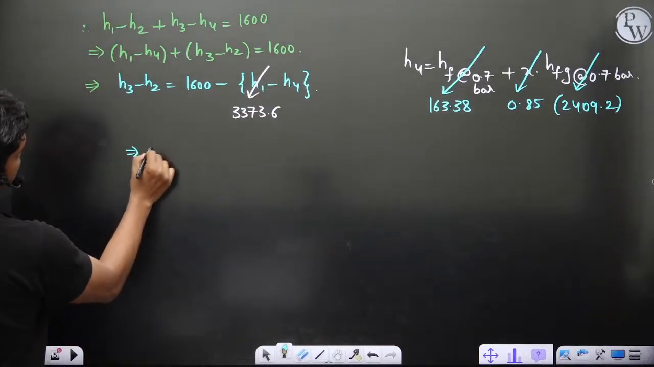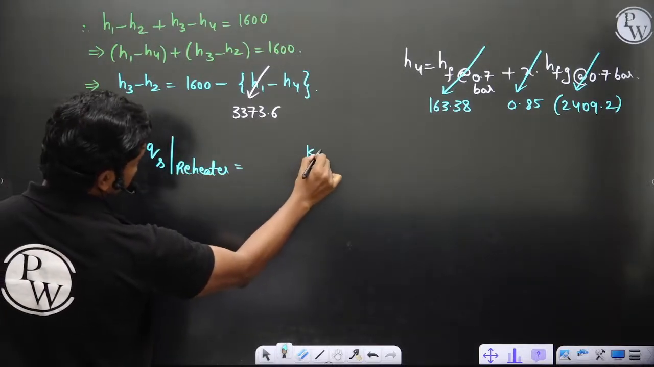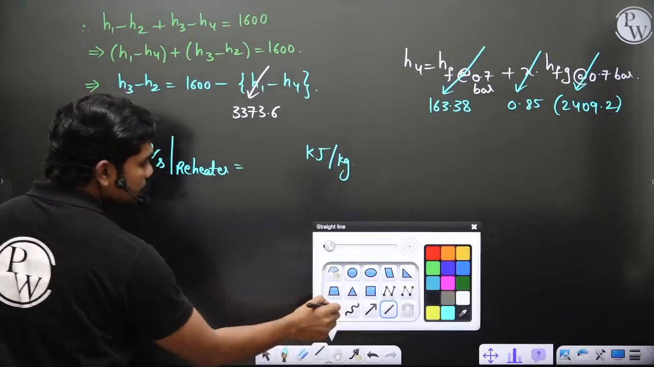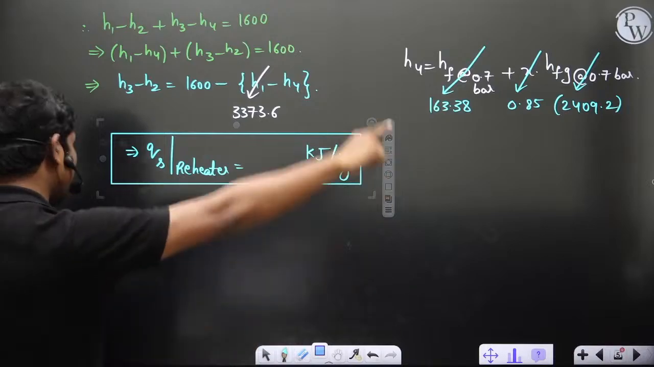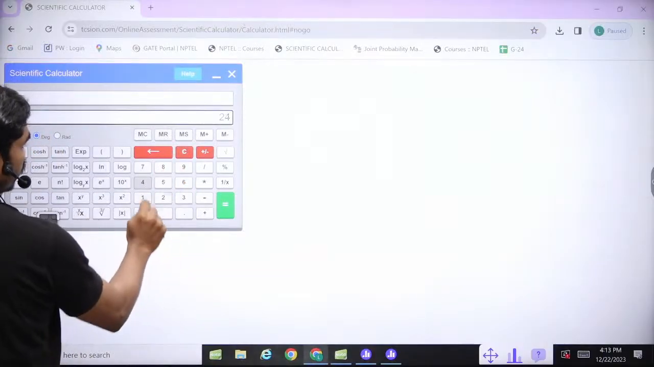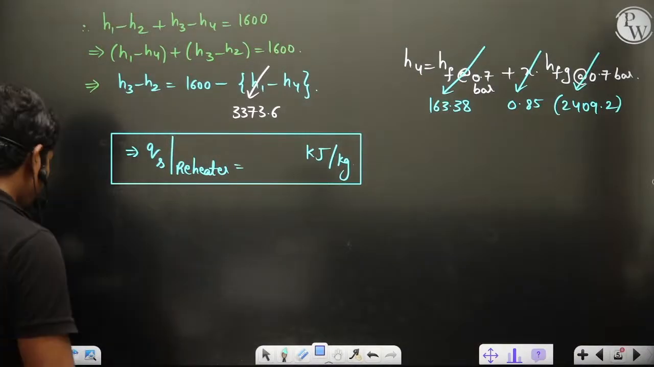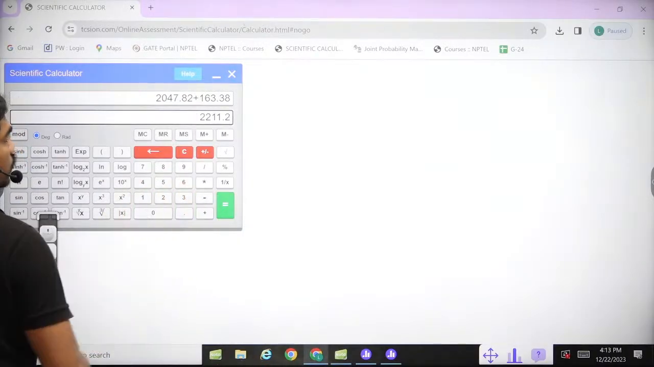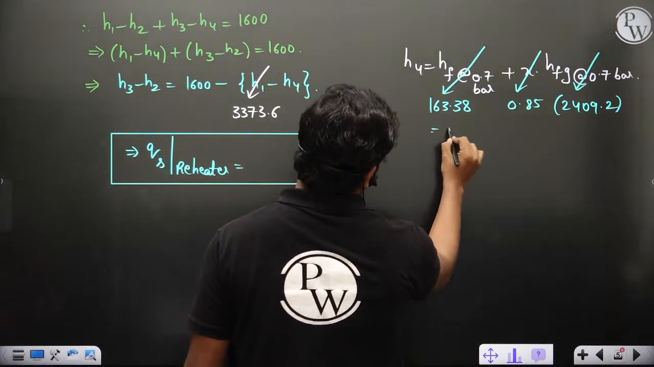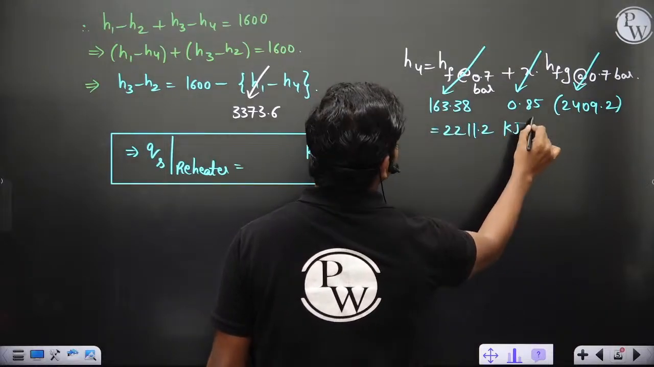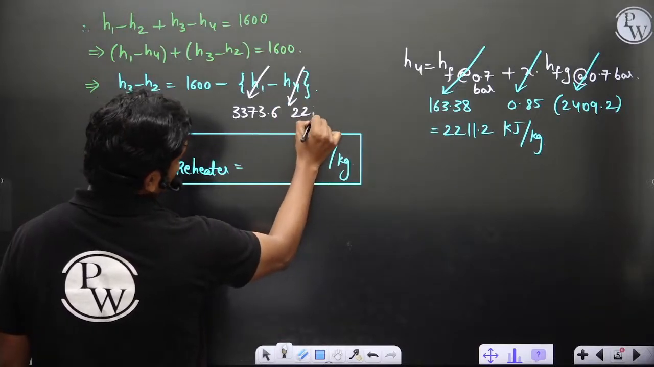So heat supplied in the reheater is equal to certain kilojoules per kg. This is what you have. So let's do the calculations. Let us start from there. 2409.2 into 0.85, this value plus 163.38. So 2211.2 kilojoule per kg. So this is nothing but your H4. If you substitute here, this value is nothing but 2211.2.